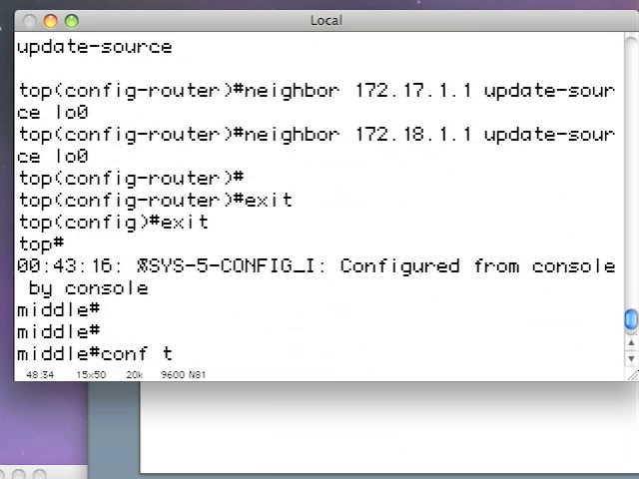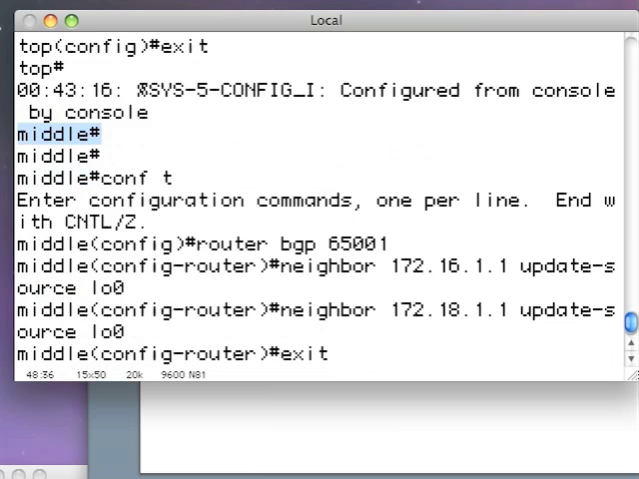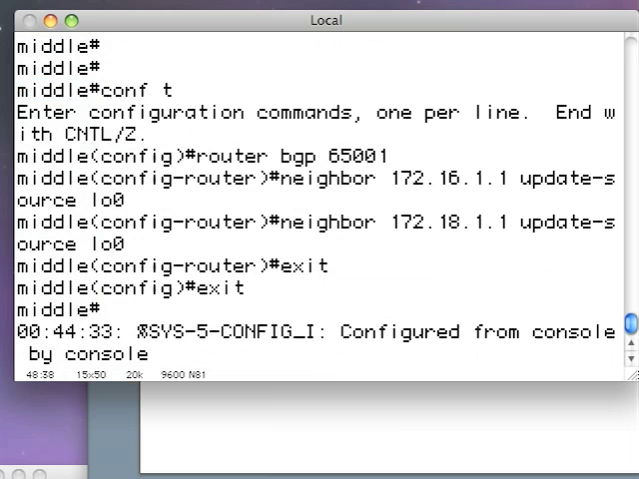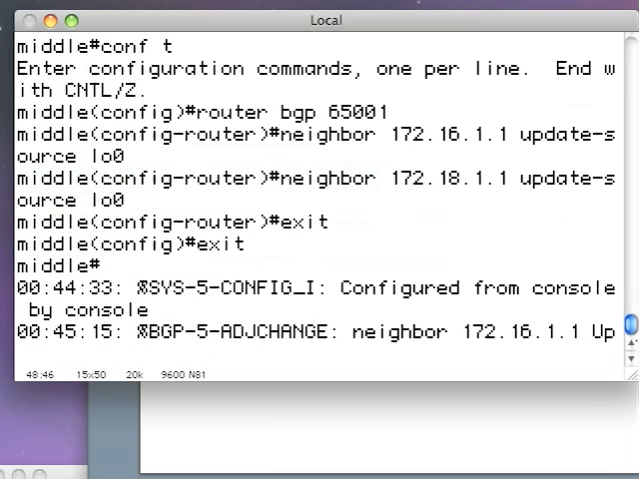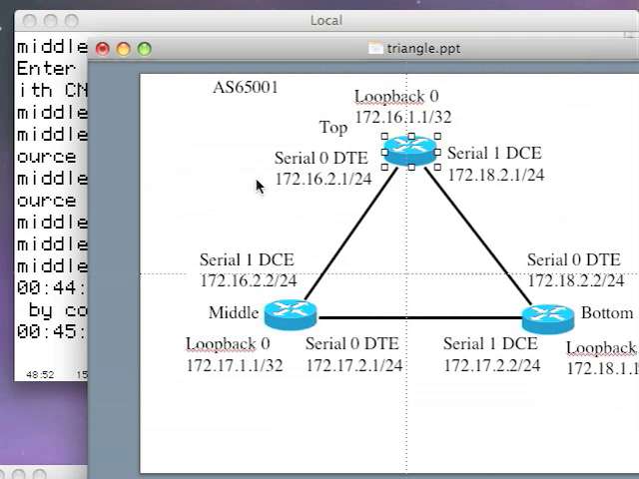And that was on the top router, and then on the middle router, I needed to do the same thing, router BGP 65001, and then for each of my neighbors, I configure my update source to be loopback 0. And now you can see that one of my neighbors came up. The middle router is now BGP peering with the top router.